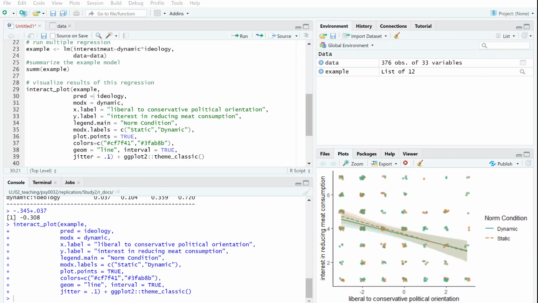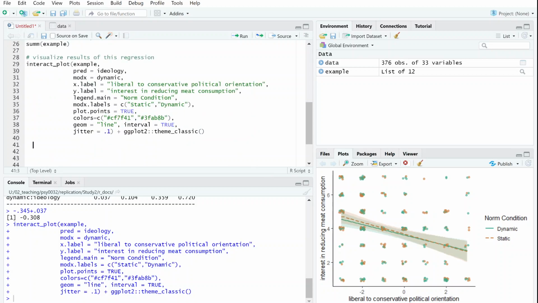We would be able to say, hey, it looks like, based on this graph, that these two variables are associated with interest in reducing meat consumption. Sorry, not these two variables. Political ideology is associated with interest in reducing meat consumption differentially in the dynamic and static conditions in the following ways. But of course, we need some statistics to support that too. That visual description is not quite enough. So how do we follow up on a significant interaction if we find one?